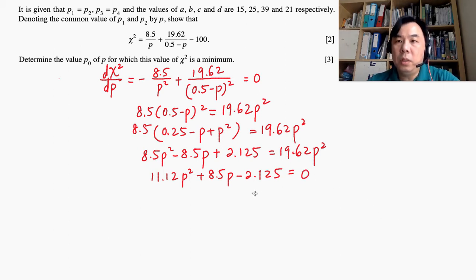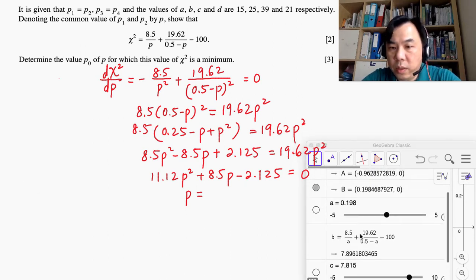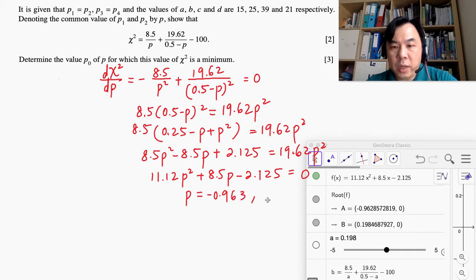Okay, so from here, you can factorize it or you can solve for the value of p here. So we managed to get two values of p here. I have already pre-calculated the value, I think. Yes, correct. So if you solve this quadratic equation, you will end up with both negative 0.963 and 0.198 here. Okay, and then there you have it.